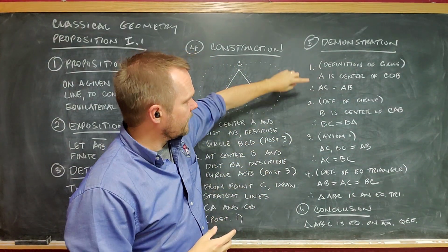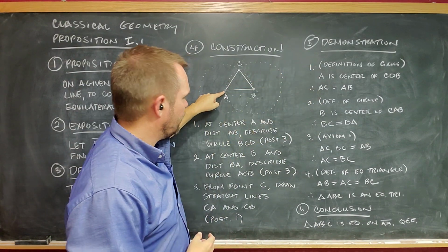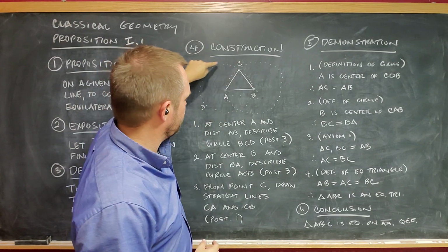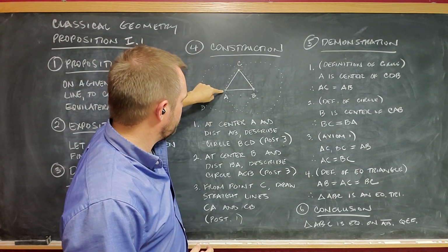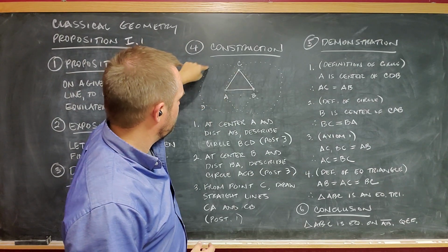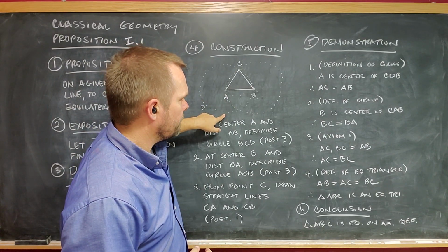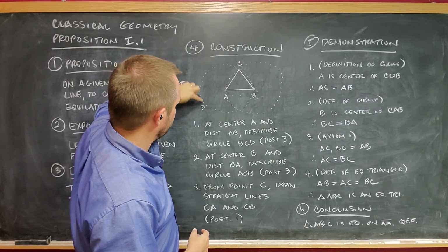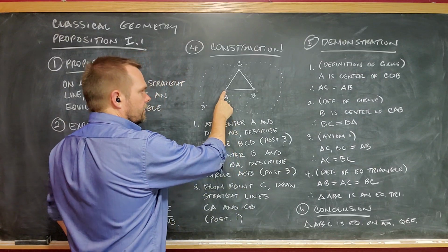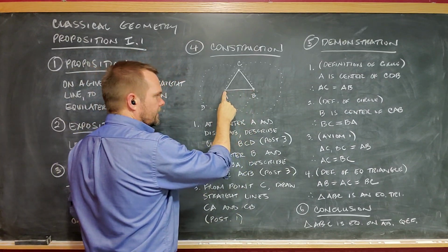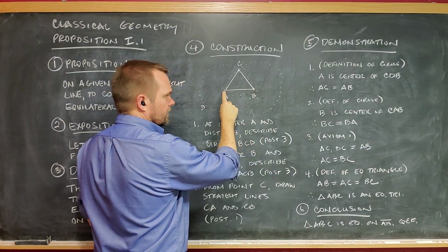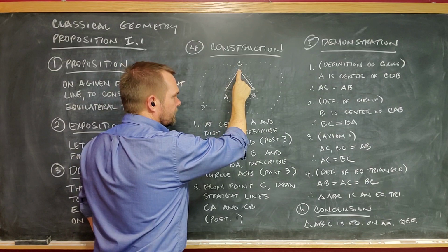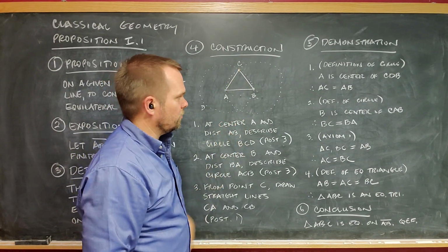Next, our second premise is that point A is the center of circle CDB. And since point A is the center of circle CDB, then any line drawn from that center to the circumference, like line AB or like line AC, must be equal to one another.